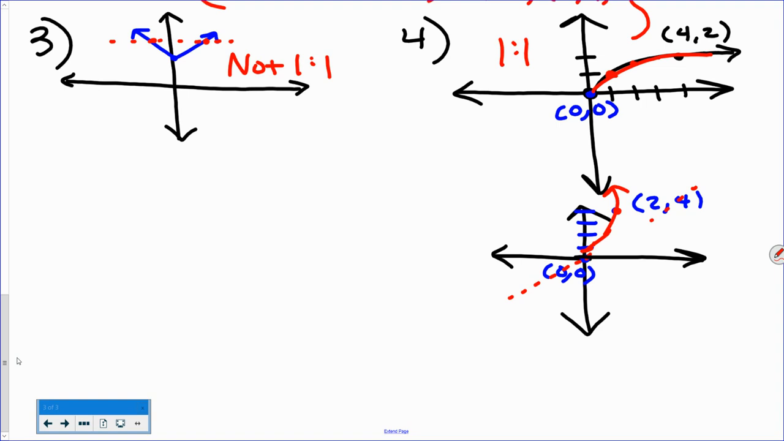All right, so we'll go ahead and look at equations now. Our 5th example, so we looked at 2 graphs, 2 sets of points, and then we'll look at a few equations. So I have f of x equals 2x plus 5. Is this 1 to 1?